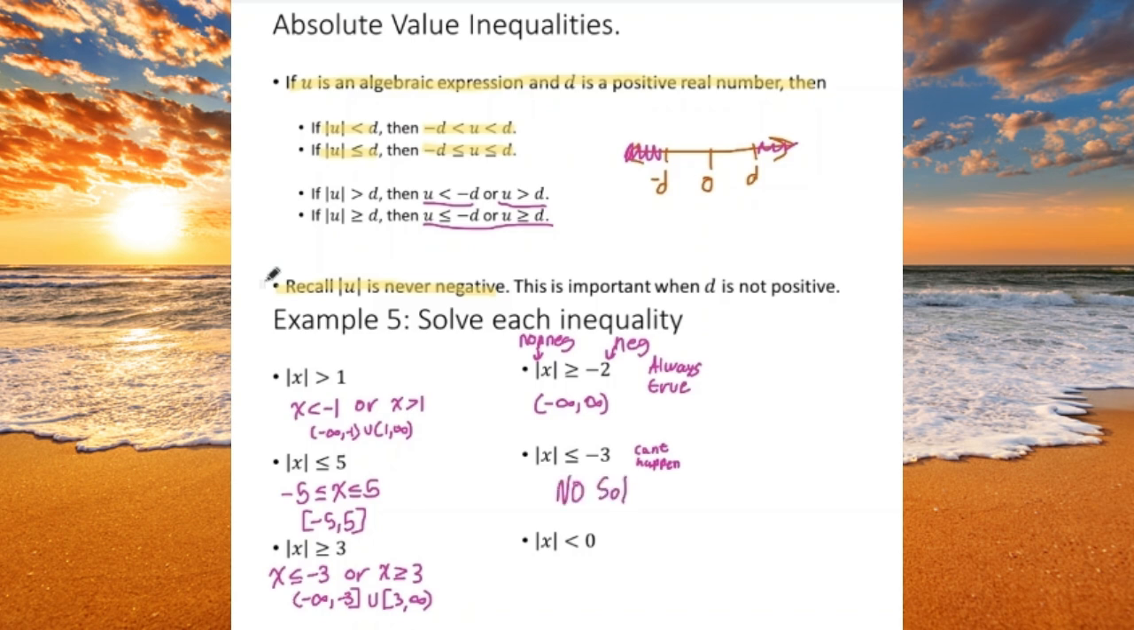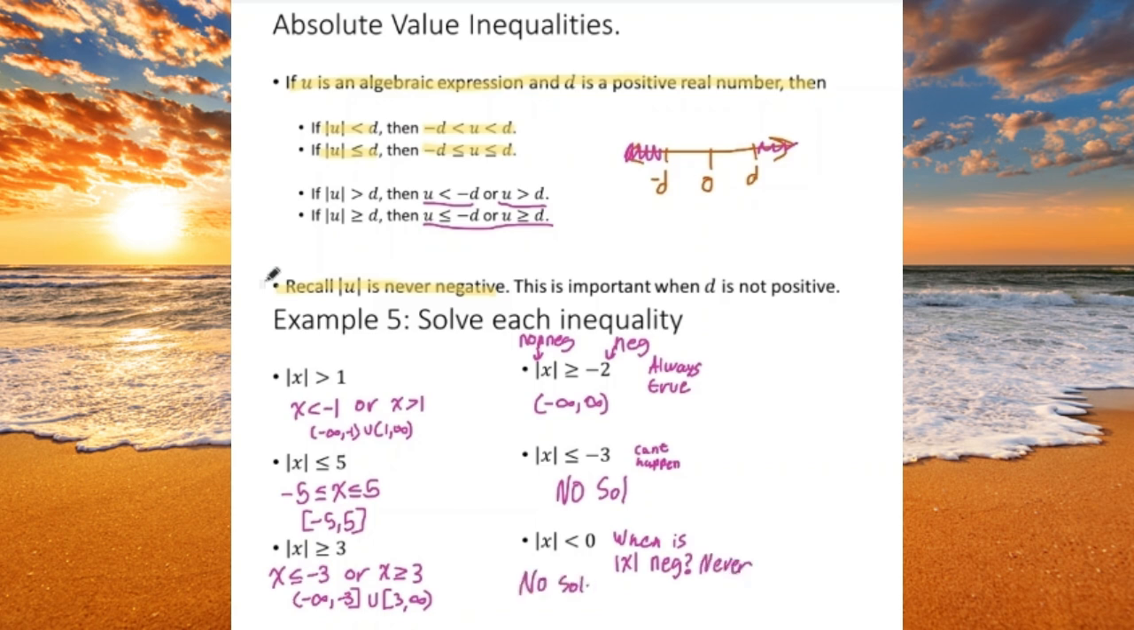Now for the next one, we have the absolute value of x is less than 0. 0 is the number that divides our positive and negative numbers. Anything bigger than 0 is positive, anything less than 0 is negative. So one way we can interpret the absolute value of x being less than 0 is they're asking, when is the absolute value negative? Well, as we discussed before, the absolute value of x can never be negative. So once again, we're left with no solution.